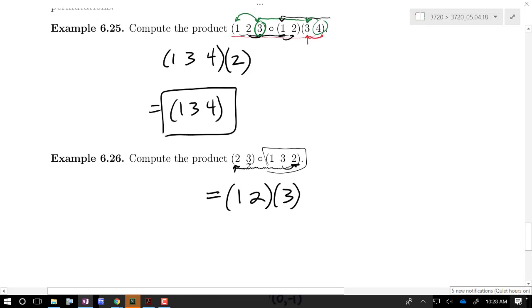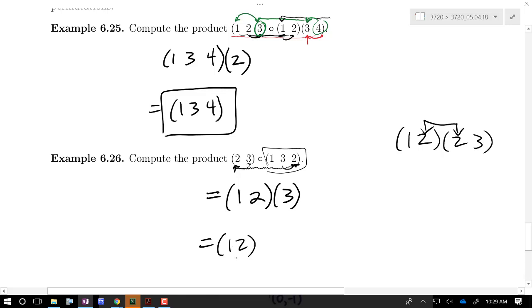If it did send 3 to 2 overall, or if I wrote down that this sends 3 to 2, I'd stop and take a breath and look at my result, and I would know something fishy is going on. When we're done finding the product, we should be looking at a product of disjoint cycles, right? So the fact that a 2 showed up in both of these would let me know something is fishy. And of course, anytime we have a permutation that fixes an element, we usually leave that cycle off, so we would just write this as (1 2).